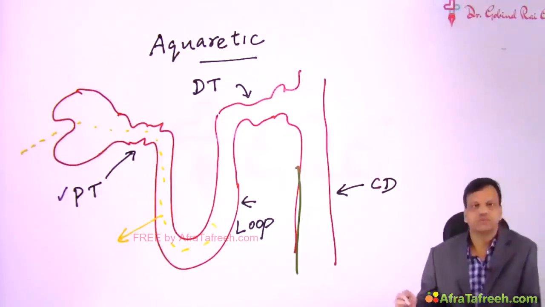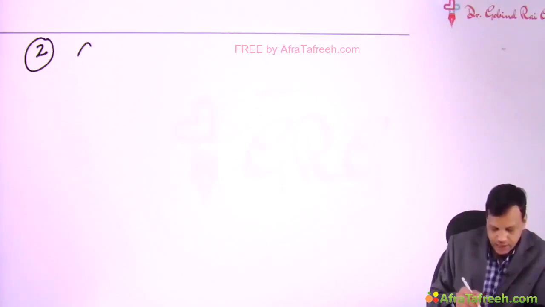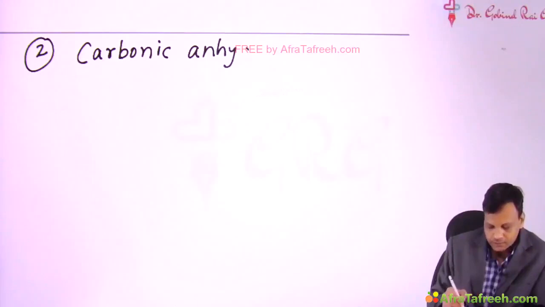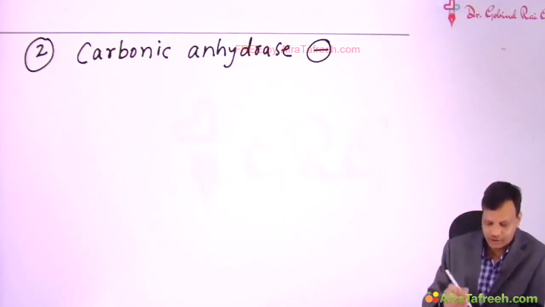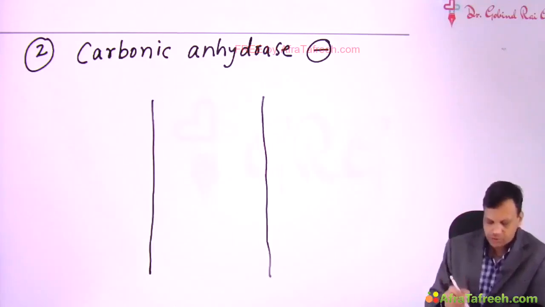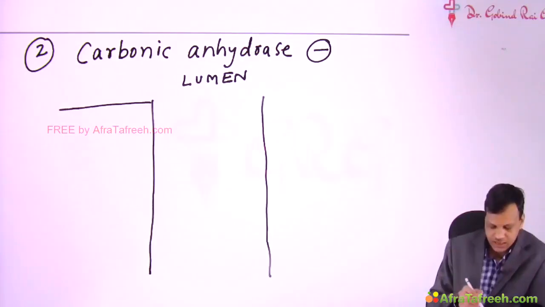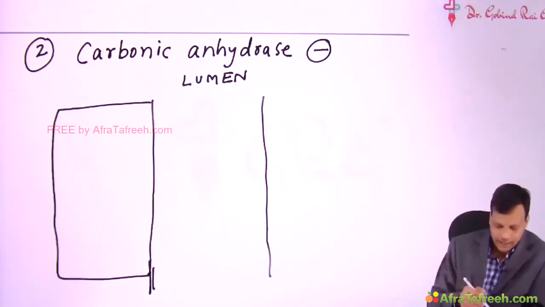Coming to number 2, diuretics working on the proximal tubule. The second group of diuretics are carbonic anhydrase inhibitors. These act on the proximal tubule. First of all, we will like to discuss what happens in the proximal tubule. This is the lumen of the proximal tubule. This is a cell in the proximal tubule. And here is the blood side.